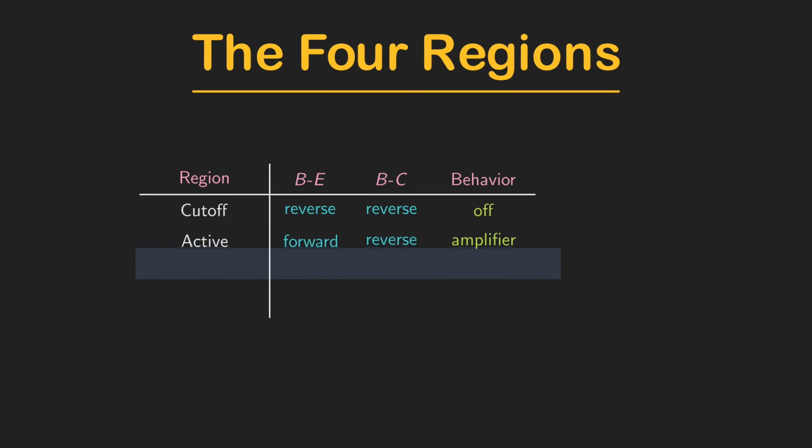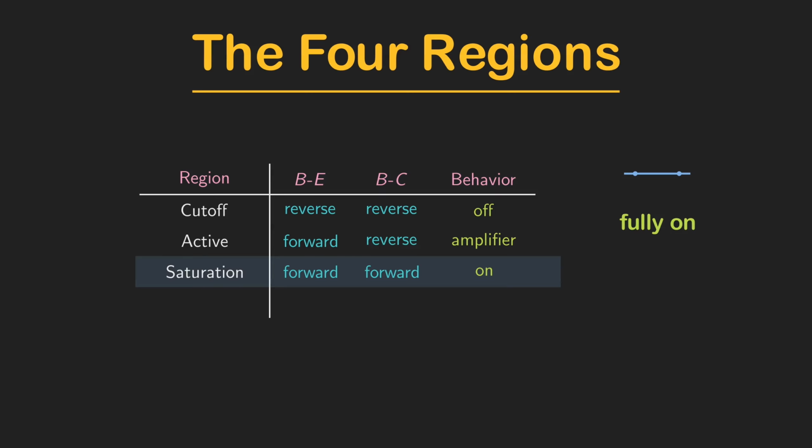The third region is saturation. Now both junctions are forward biased. The transistor is fully on, like a closed switch, with only a small voltage left across it, roughly 0.2 volts from collector to emitter. And here is something important that happens. Once the collector junction also goes forward, it begins injecting carriers back into the base. The base current climbs, and that clean relationship, collector current equals beta times base current, falls apart.